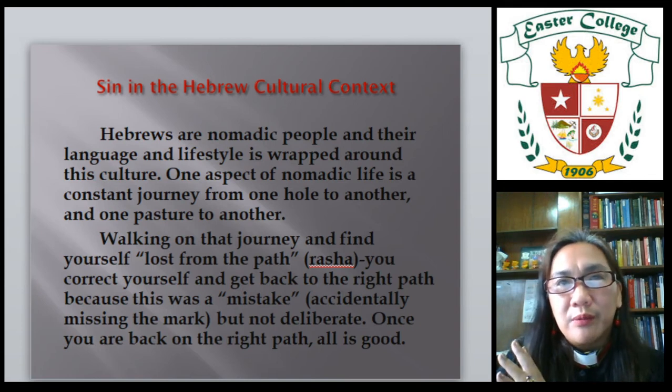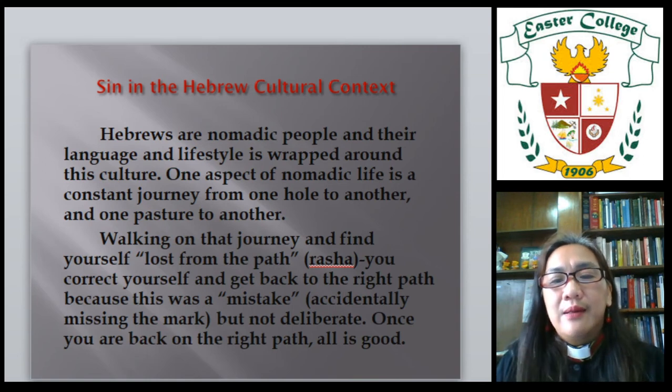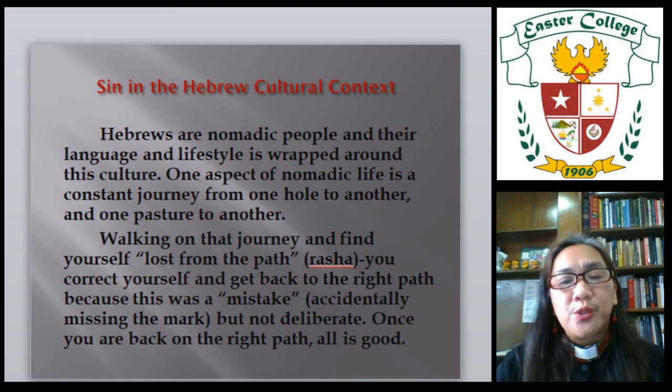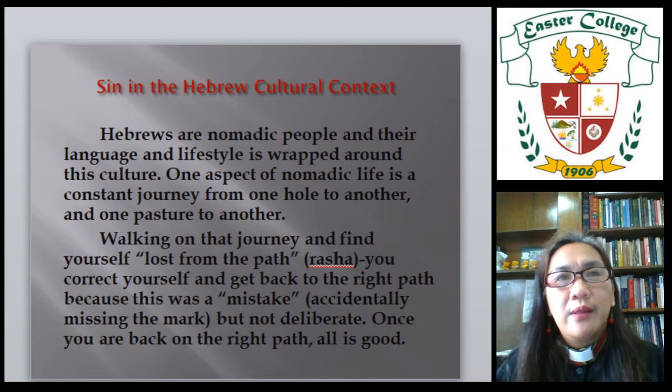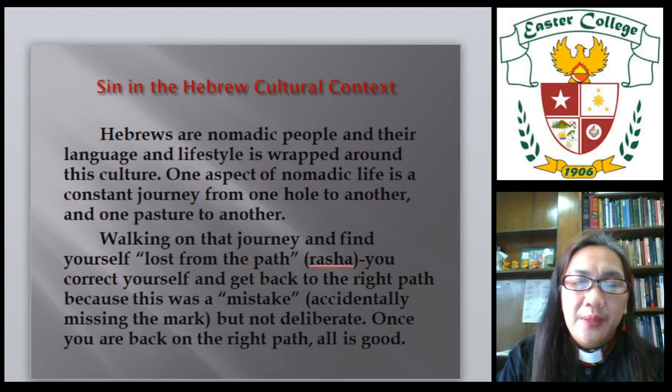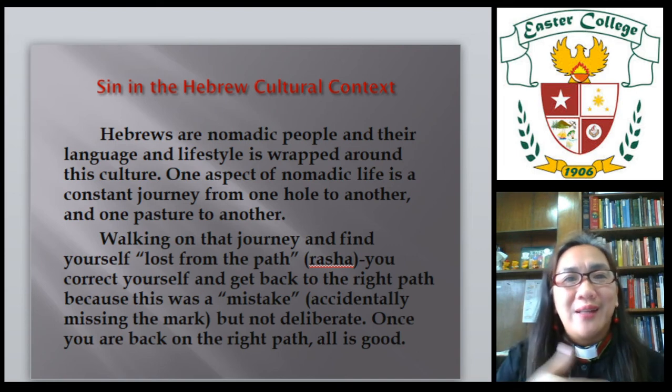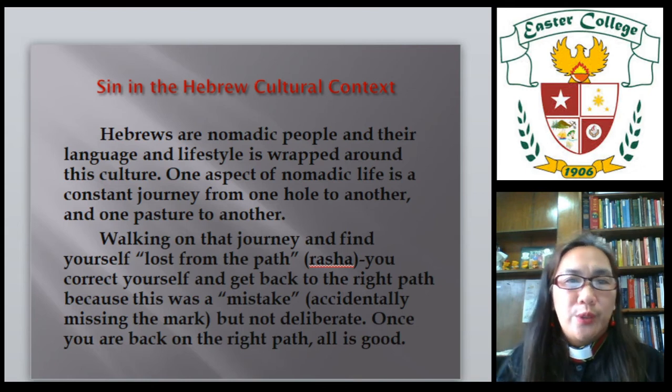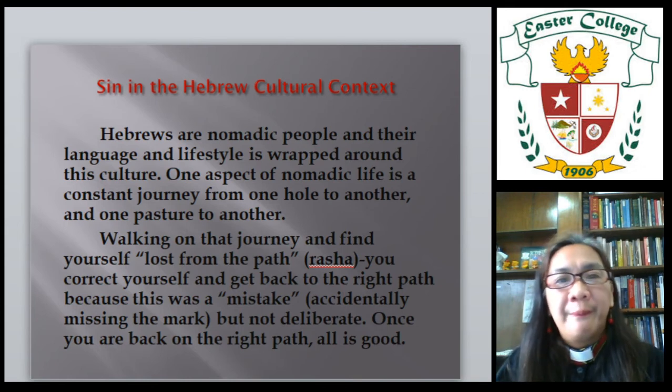Pero we are not speaking figuratively. Literally, yung minsan we were asked to go somewhere and you are lost. And then in the middle of the way, you recognize that maybe I'm lost. This is not, I think, the right way. So you go back. Okay? So you go back to find the right direction so that you will reach your correct destination.